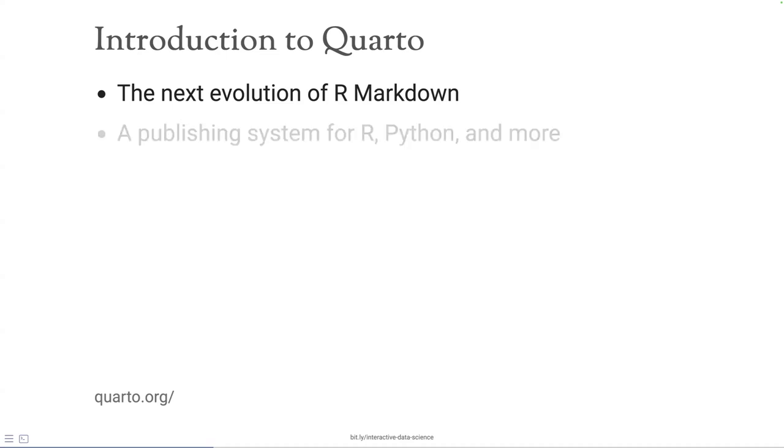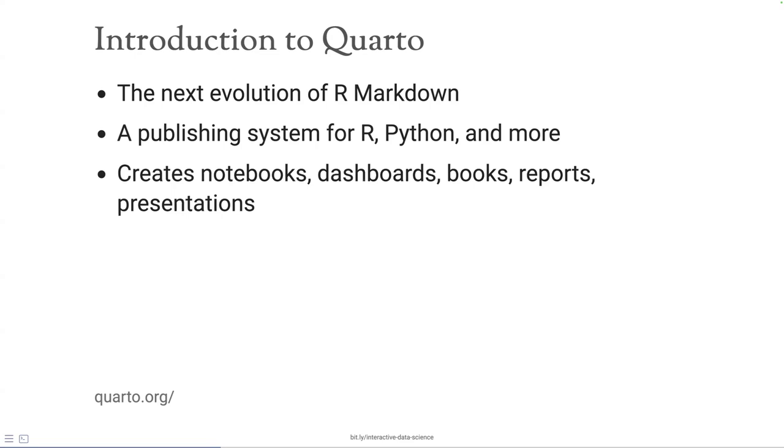And the idea behind Quarto is to create dynamic content with Python and R and Julia and Observable. And then another thing is it enables single source publishing. So the idea of creating notebooks or dashboards or books, etc., from one source.